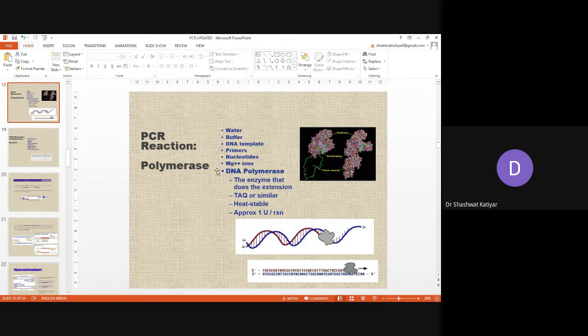This is a particular DNA polymerase enzyme which can be isolated from a thermophilic bacterium, Thermus aquaticus. So there is a DNA polymerase which is heat stable, that is Taq polymerase, and it can extend the DNA chain approximately 1 dNTP per reaction, or 1 unit per reaction.